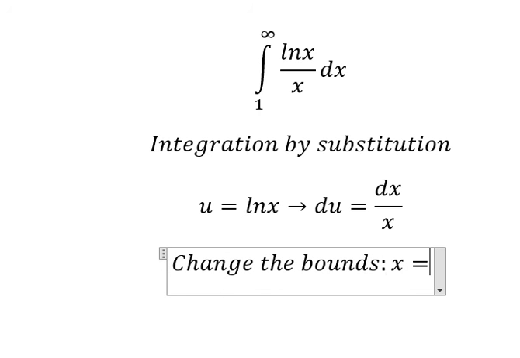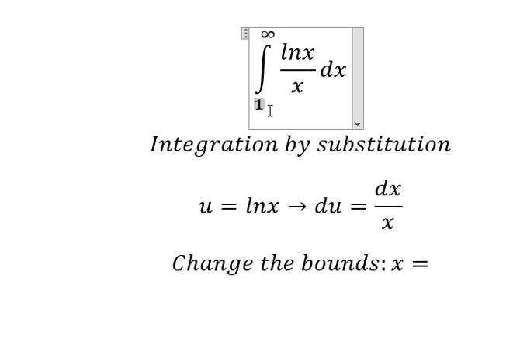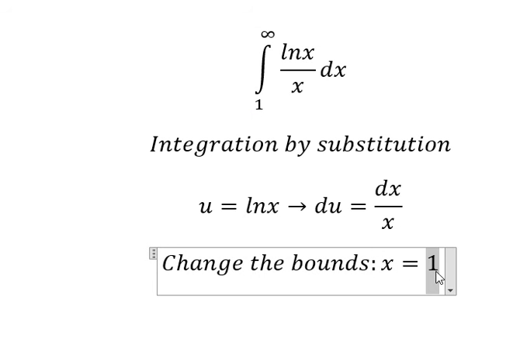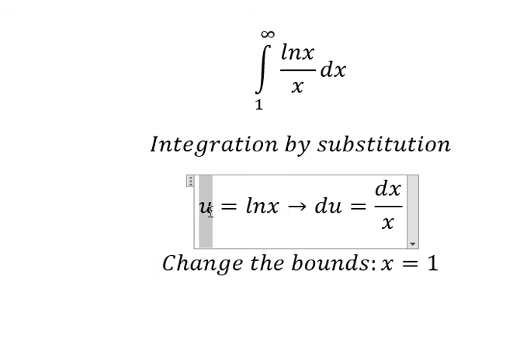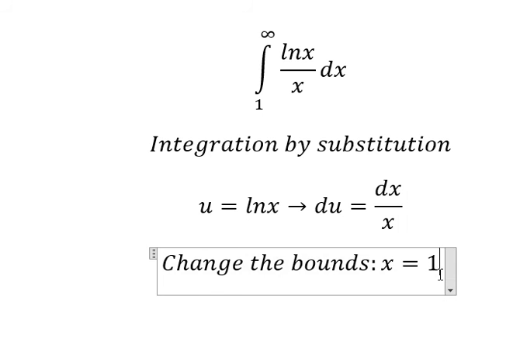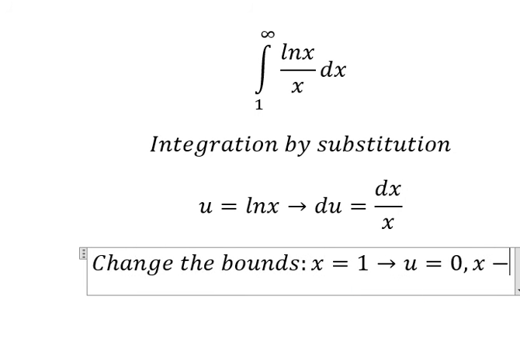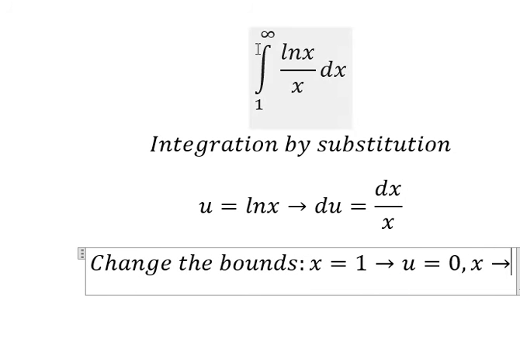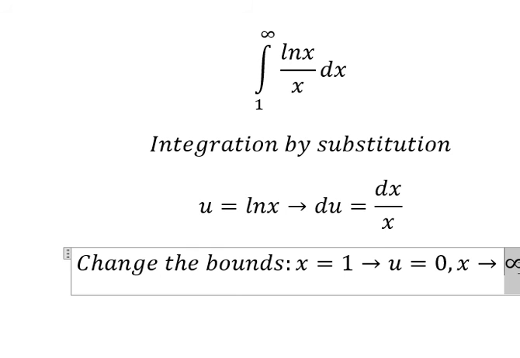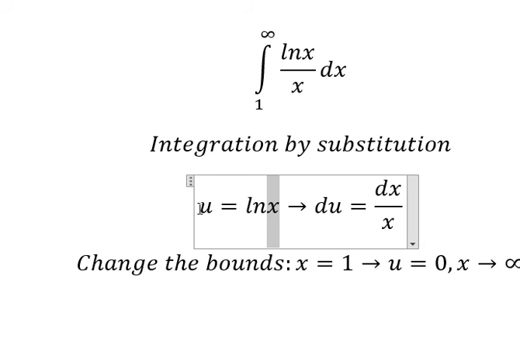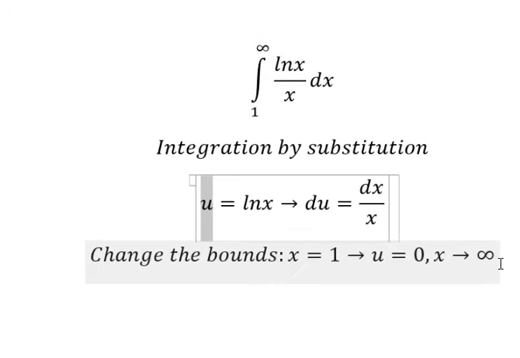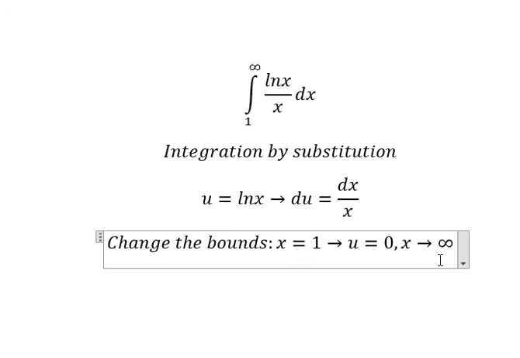When s equals number 1, I will put number 1 in here to find the value of u. ln 1 gives you 0. When s goes to positive infinity, this one will go in here, and u will go to positive infinity.